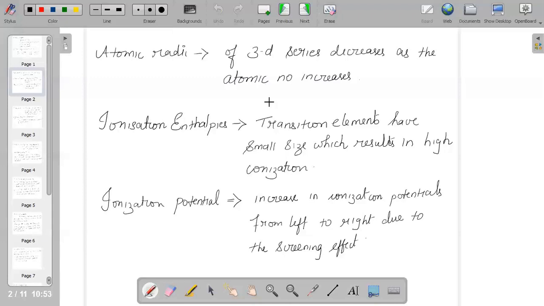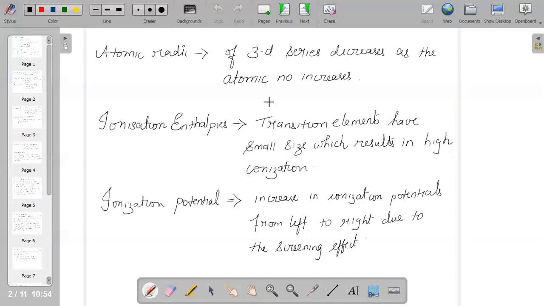They also have less electropositivity compared to S block elements. If we compare D block elements with S block elements, they exhibit less electropositivity because their ionization potential lies between that of S and P block elements. And of course, D block elements have the tendency of forming covalent compounds.